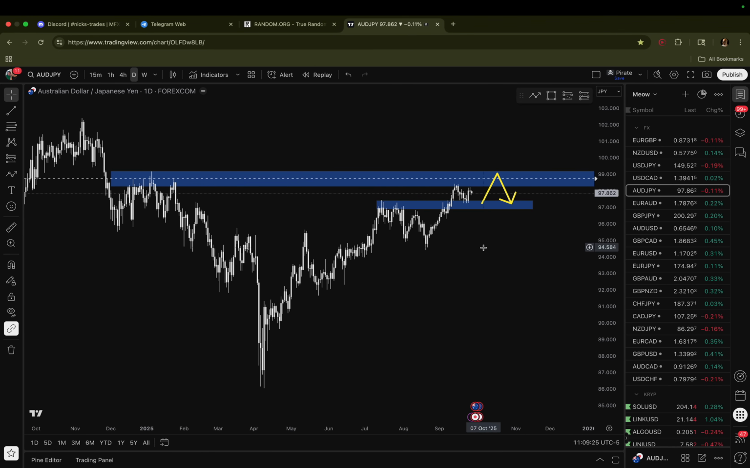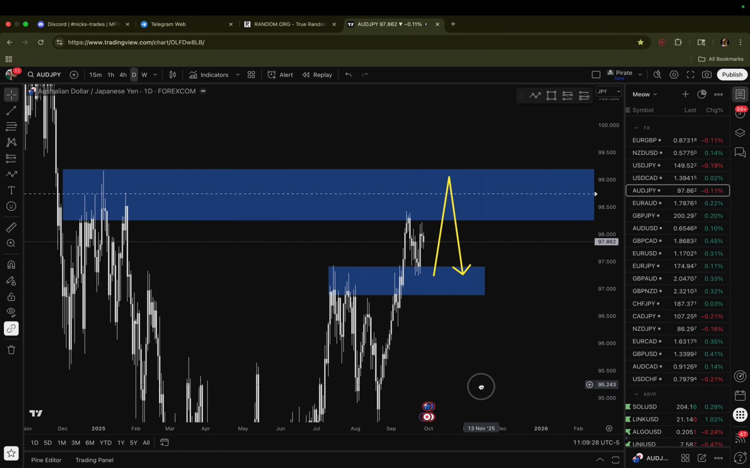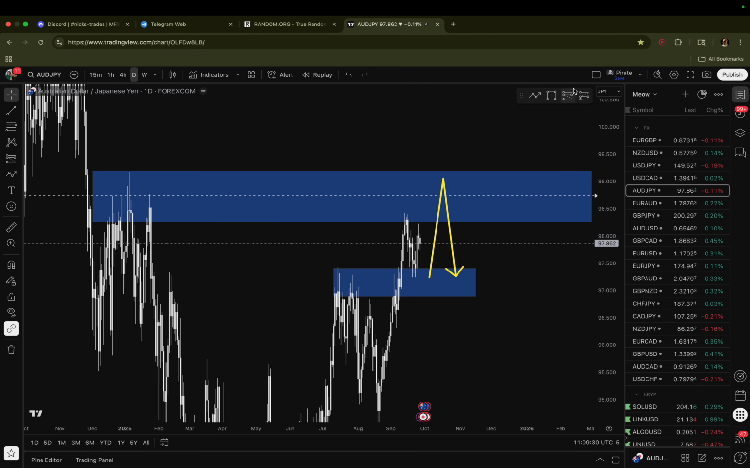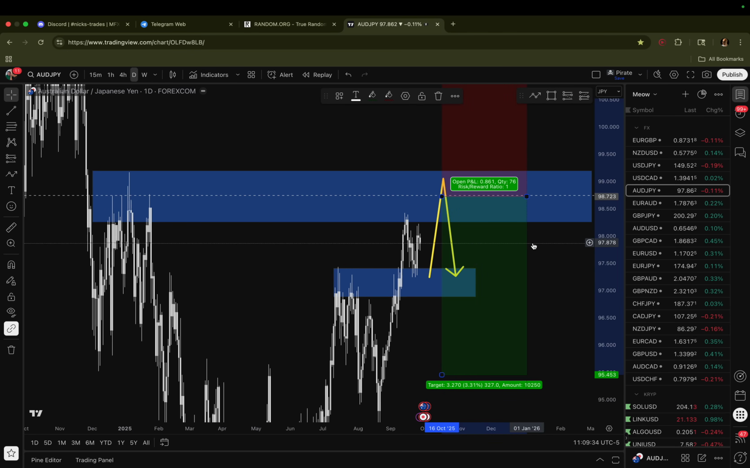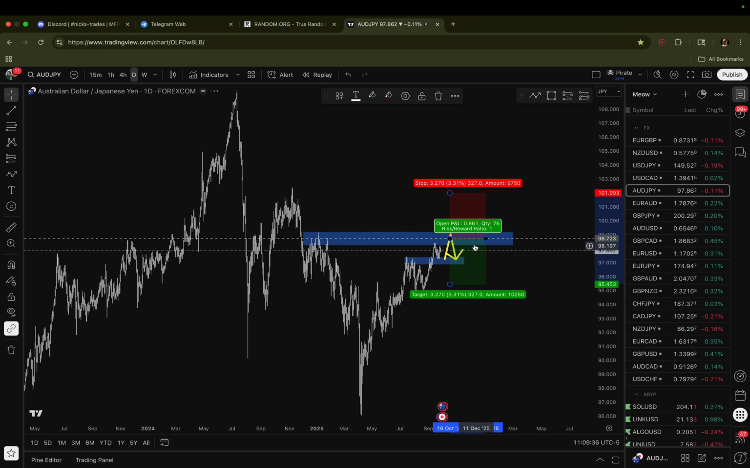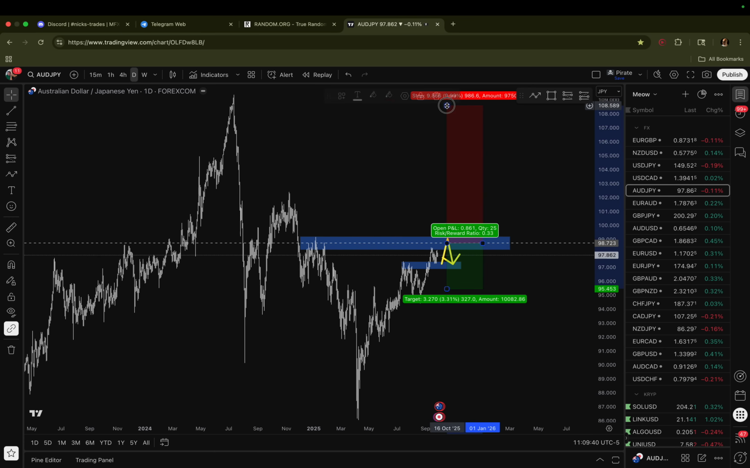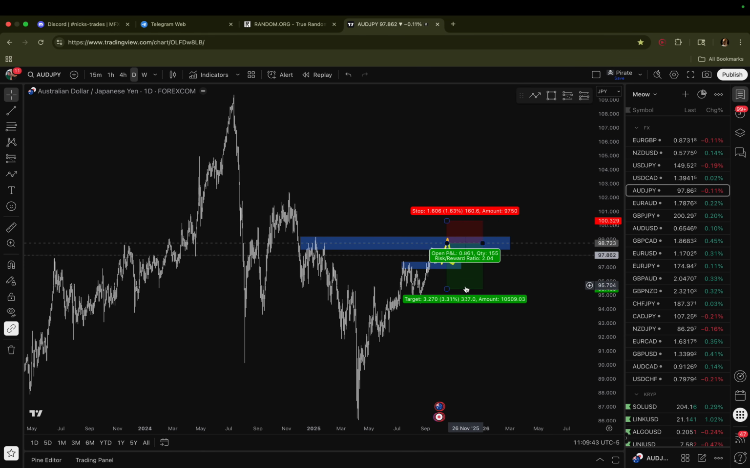Because unless you are truly clueless, where's the entry going to be? Okay, gold sticker for you if you said it's going to be right here at the zone. Where's the stop loss going to be? Well, Nick, I think I should put the stop loss up here just to be safe. No, it just goes right above the zone. Okay, it's very easy to duplicate.